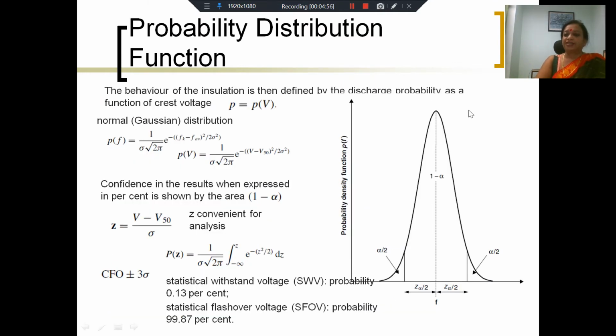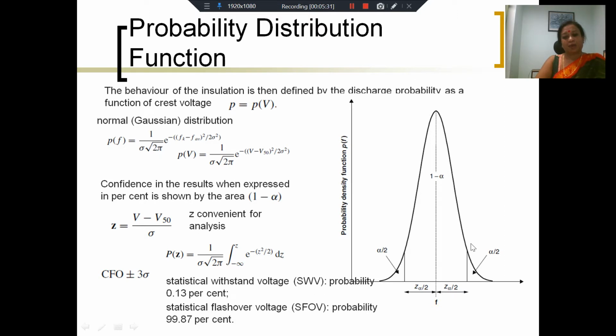Now, it is highly probable that at 30 kV per centimeter breakdown will happen. But it is also possible, with quite a bit of probability, that breakdown will happen at voltages lower than this. And as we go further and further to much lower values, far away from 30 kV, the probability reduces. Similarly, there is a probability that breakdown will not happen at 30 kV, and breakdown may happen at 40 kV, 45 kV.